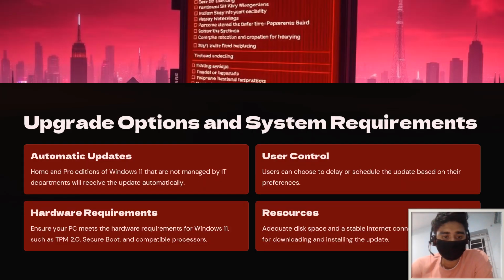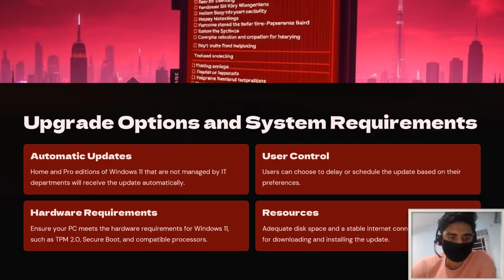Then the upgrade option and system requirements. What sort of system requirements are needed, and what points do we need to discuss? One is automatic updates, then user control, third is hardware requirements, and fourth is resources. These four availabilities or system requirements will enhance the security features, as well as enhance the upgrade in the AI chatbot.